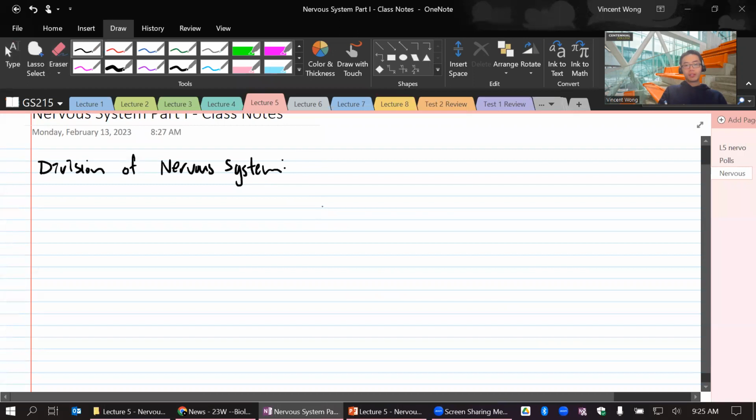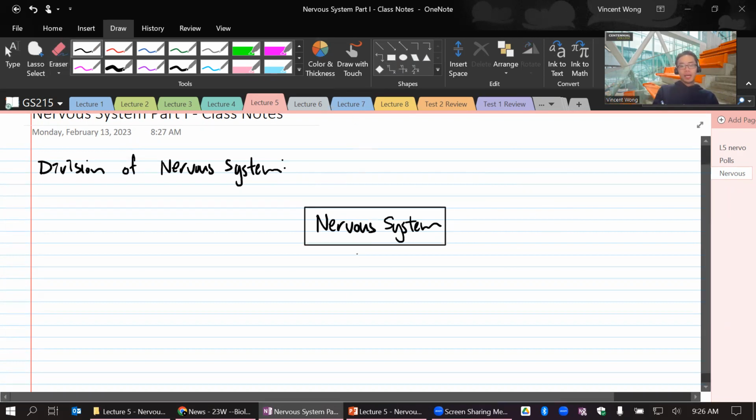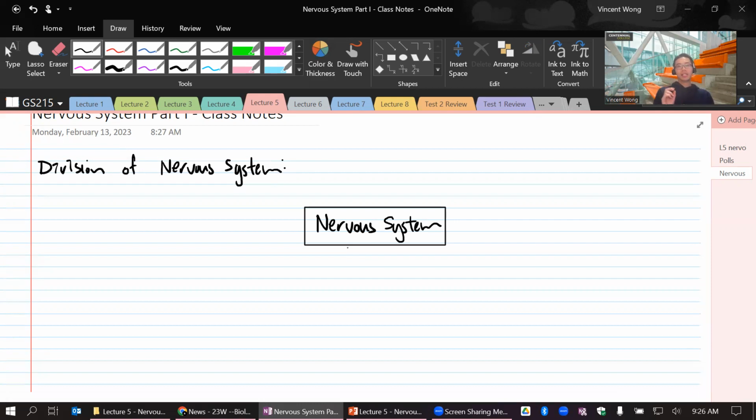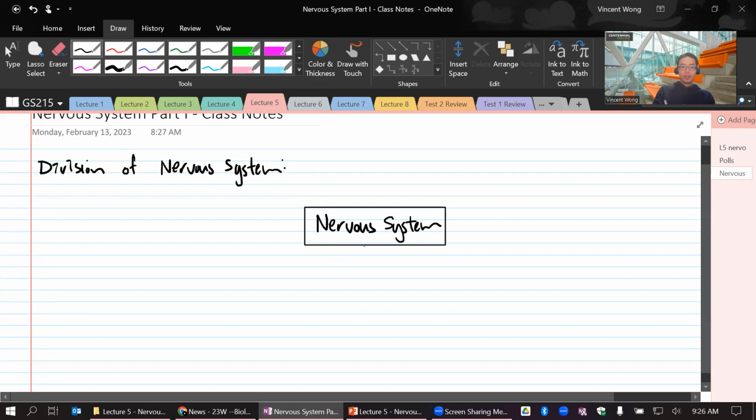So we have the nervous system. By the way, if this is your paper, you probably want to write nervous system right here in the middle, okay? Not on the side, in the middle. So nervous system. Okay, so we have our glial cells, we have our neurons, but we are talking about functional division here, like different departments responsible for different things. Okay, so what departments are there in the nervous system? Well, we already kind of know.